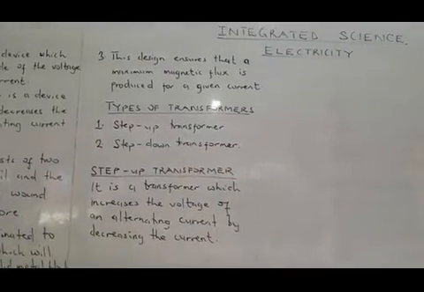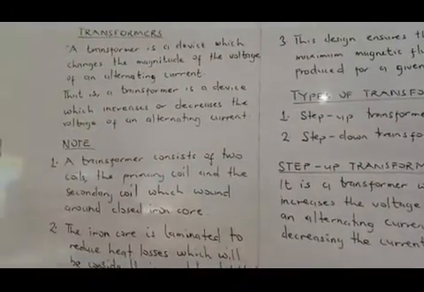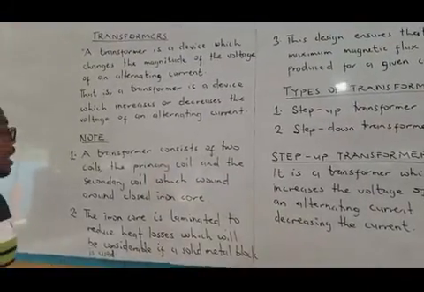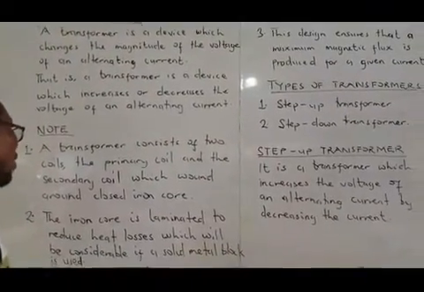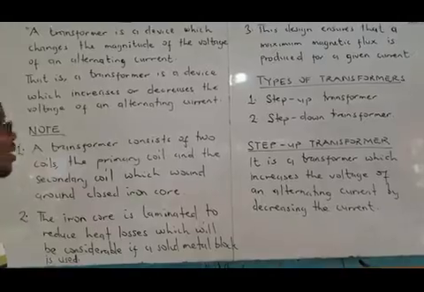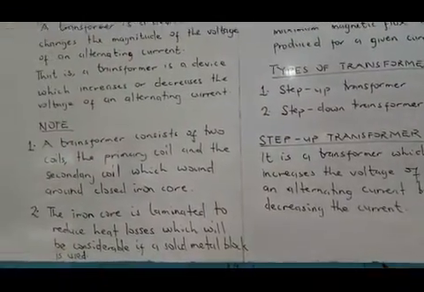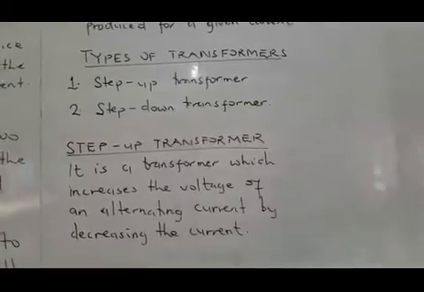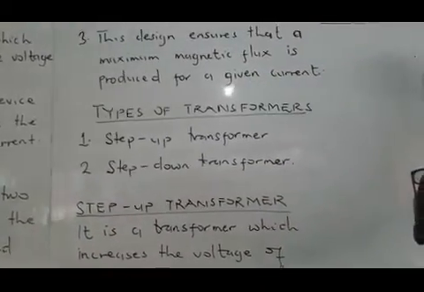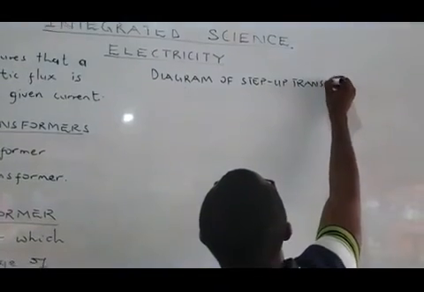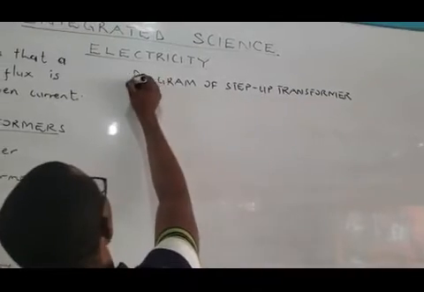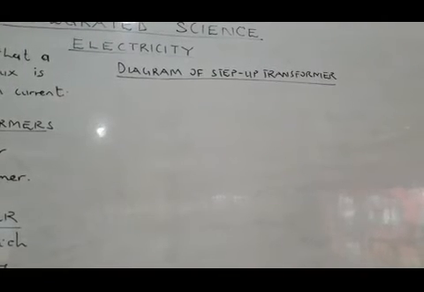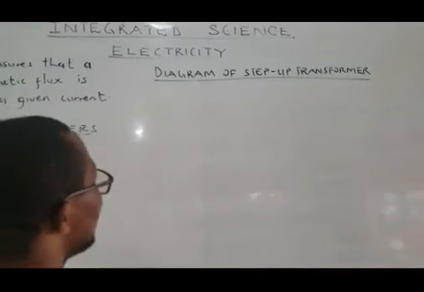I told you a transformer consists of two coils, the primary coil and then the secondary coil. In a step up transformer, the number of primary turns is smaller than the number of secondary turns. It means that the number of secondary turns is higher than the number of primary turns. So let's look at the diagram of a step up transformer. In your past questions, you come across this. You've been asked to draw the diagram of a step up transformer or a step down transformer, so it's important you know how to draw this.